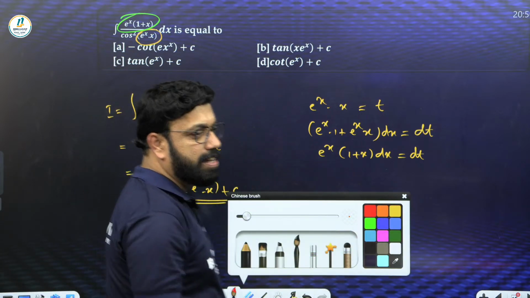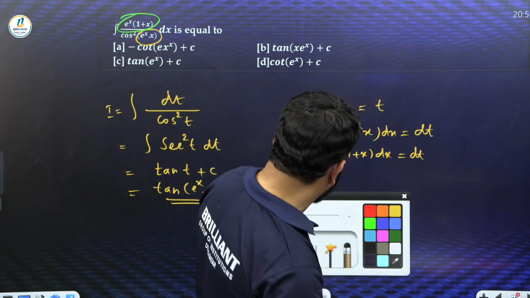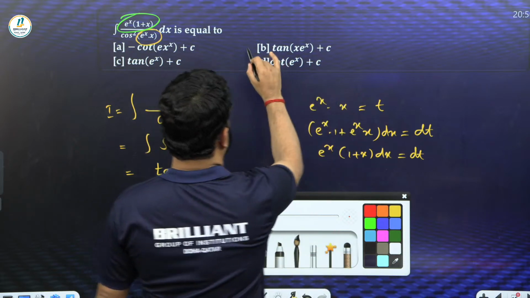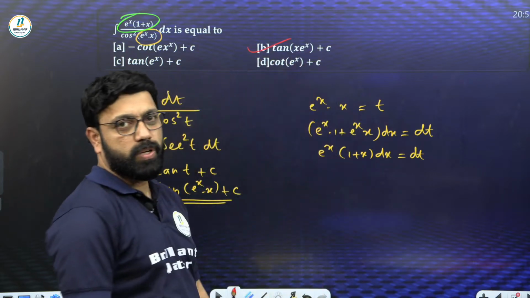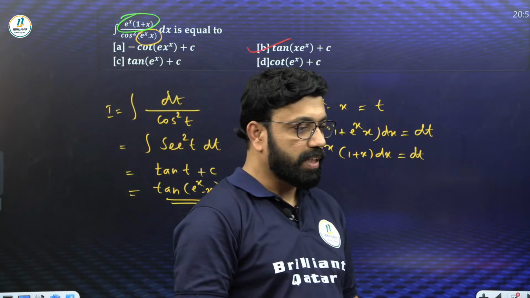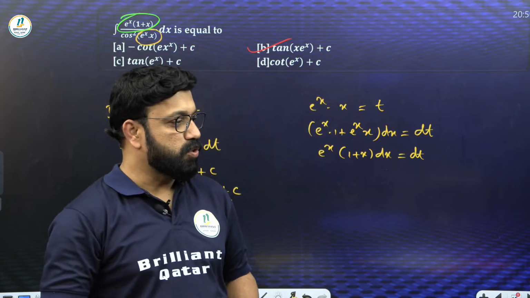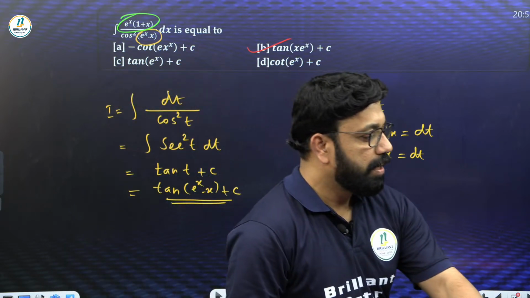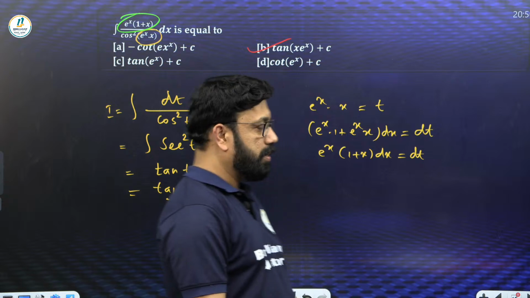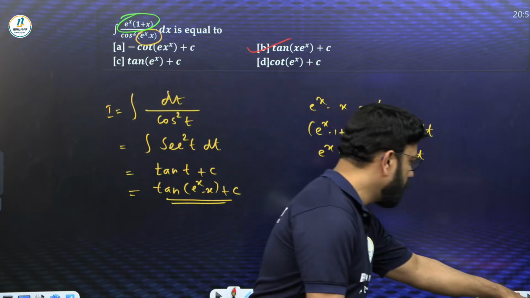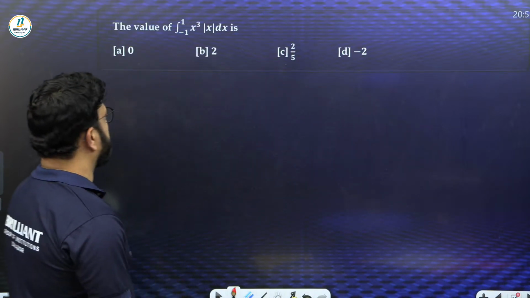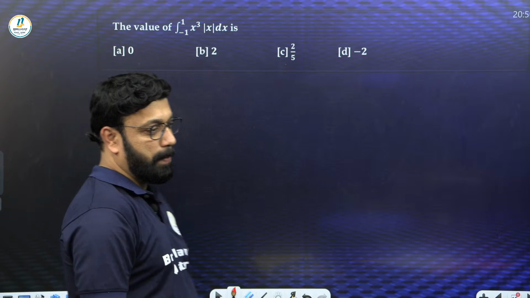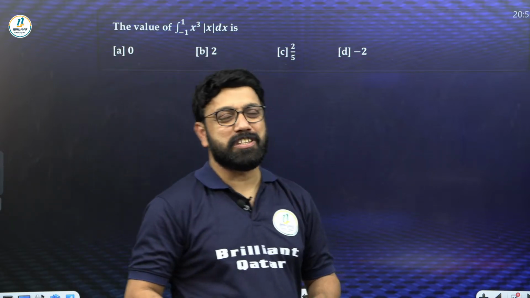Many students are giving the answer option B. That's why, yes, that's the correct answer: B, tan of x into e raised to x plus c. Right. Yes, all are giving the correct answers. Good job. Okay, moving to the next question. Normal question only, where we want to take the substitution, that is all we want to know. Yes, next question.